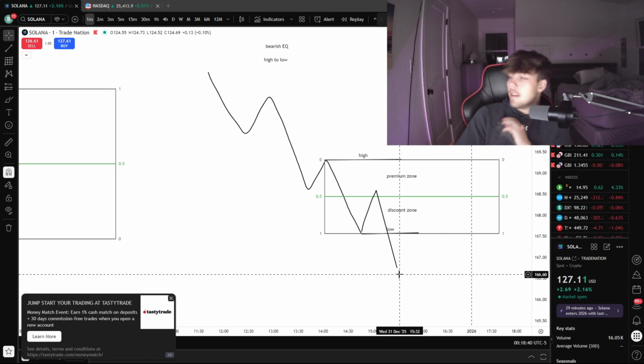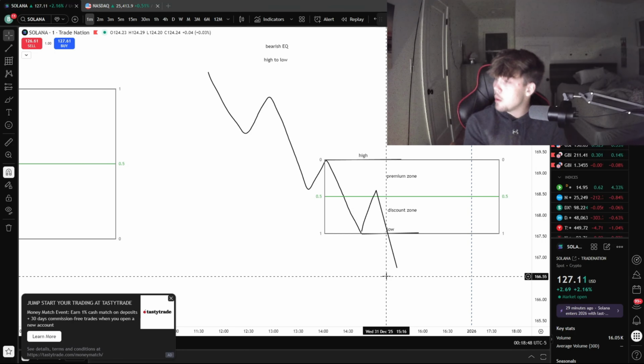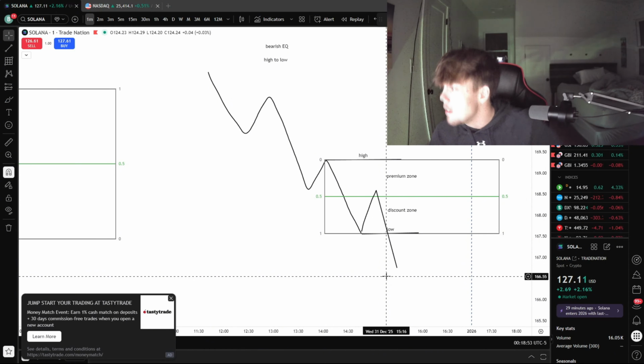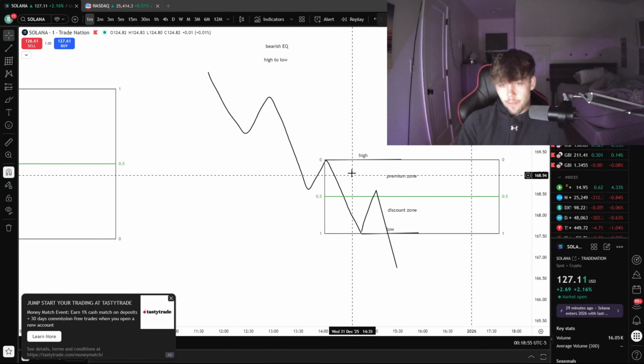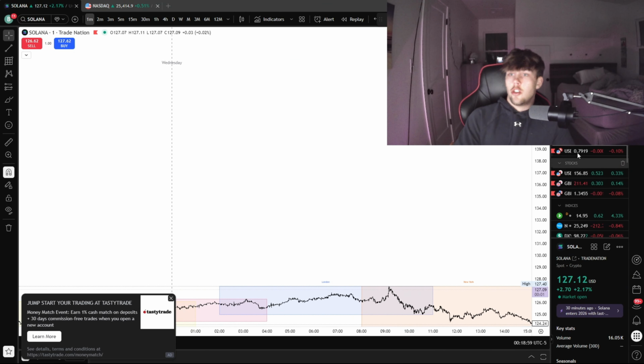Now, this is a continuation confluence, not a confirmation confluence. This is not switching trend. This is not switching from an uptrend to a downtrend. This is continuing a trend. This is a confluence to continue a trend, not switch it. Make that clear. Now, let's hop into the charts.